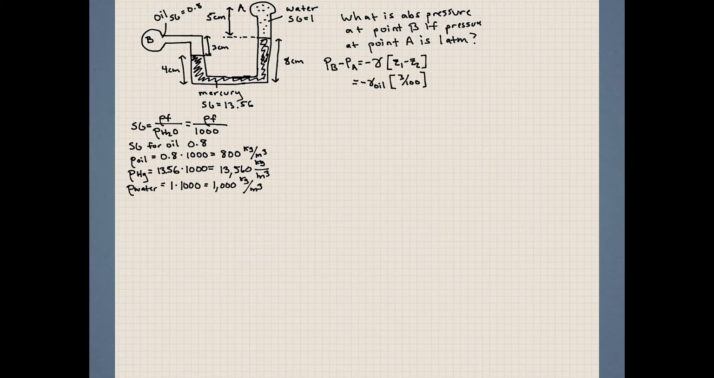The next point we have begins at where we left off. So I'll say, and we're going to be traversing through the mercury, so we'll have gamma of the mercury, designated by Hg, is going to be, first let's determine if it's positive or negative. We're starting at the interface between the oil and the mercury. We're ending at the interface between water and mercury. So we started lower than where we finished. So this value will be negative.